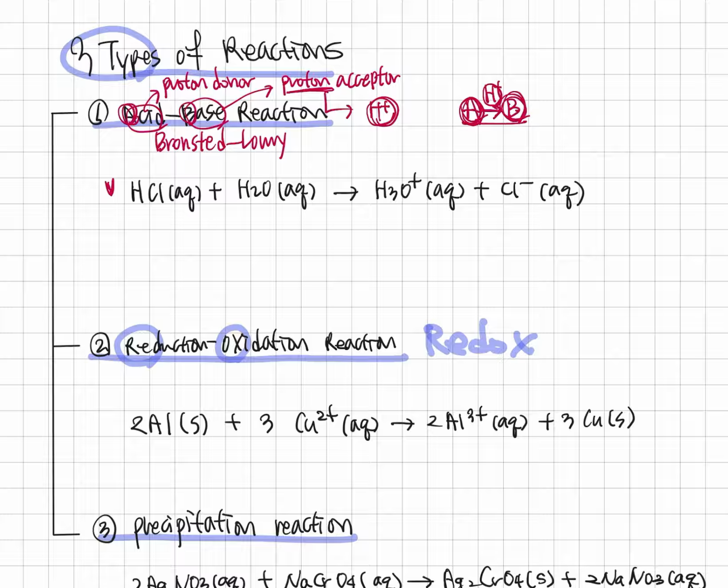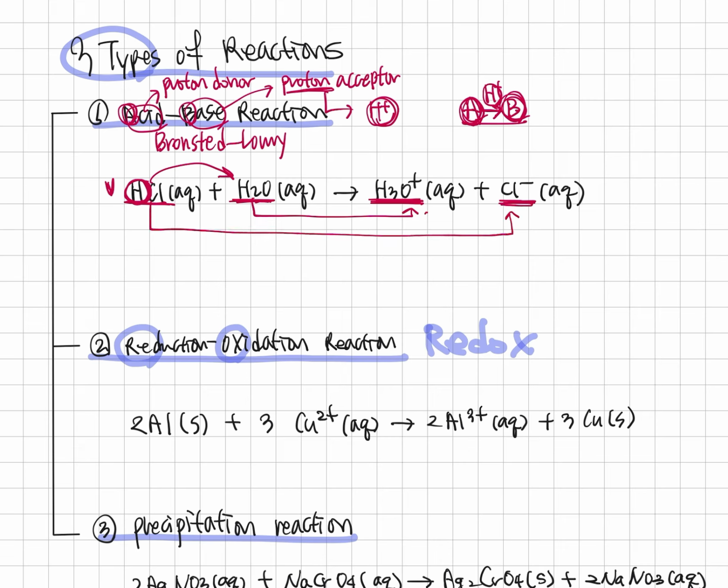If you look at this, you can see that there is a HCl and there's an H2O, and as the products of this reaction, there is a H3O plus and a Cl minus. So what happened here is that we can see that HCl gave its proton to H2O. So H2O became H3O plus and HCl became Cl minus. In this case, HCl was the one giving the proton.